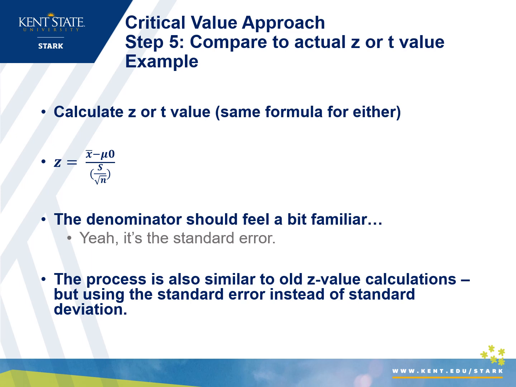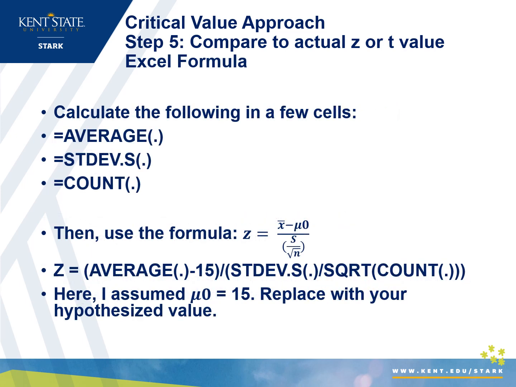The next step in the critical value approach is to compare the critical z or t value to the actual z or t statistic. Conceptually, the z or t statistic is the number of standard errors the sample value is from the hypothesized value. So you calculate it by taking the sample value, subtracting the hypothesized value, and then dividing by the standard error. That is, the sample standard deviation divided by the square root of the sample size. In Excel, you can use these functions to get the calculated z. Pause if you need to get the formulas.